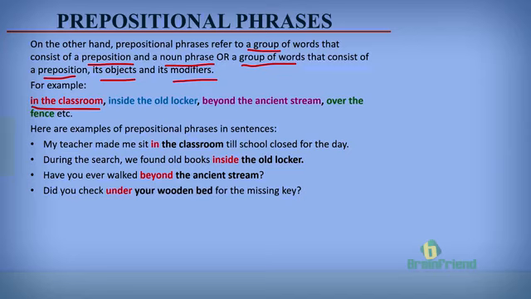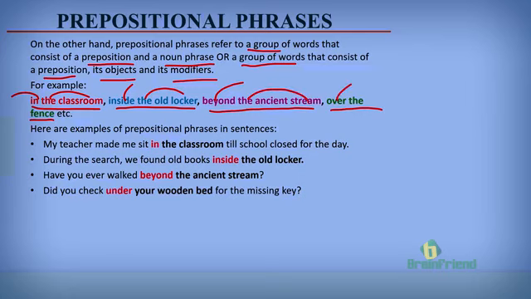If you look closely, you'll find that they all have prepositions and noun phrases in them. For example, here we have in. In is a preposition, while the classroom is a noun phrase. Here, inside is the preposition, and the old locker is the noun phrase. Beyond here is the preposition, and the ancient stream is the noun phrase. And over here is the preposition, while the fence is the noun phrase. So you find that prepositional phrases always have a preposition and a noun phrase.